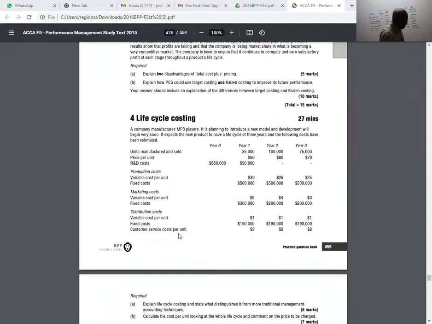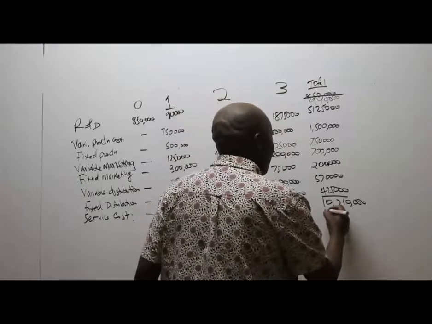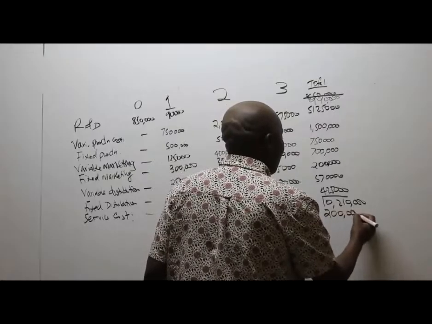Please add up the outputs. We have 25, 175. Over the entire life cycle, what is the total output? Add the 3, 25. That I think should be 200,000. Over the entire life cycle, we shall produce 200,000 units.